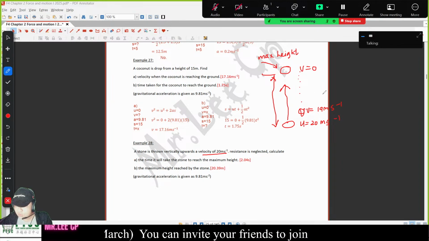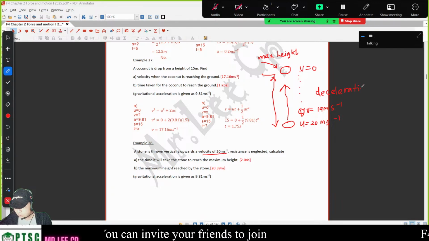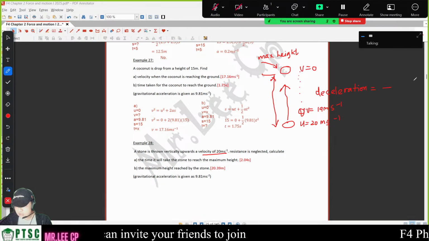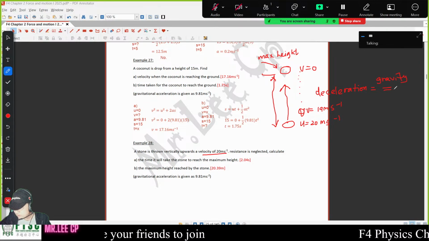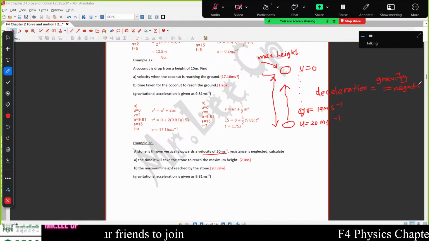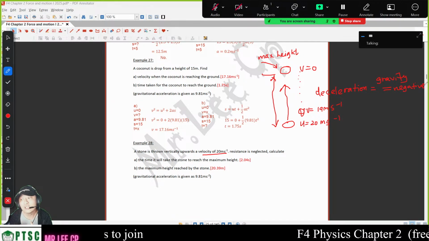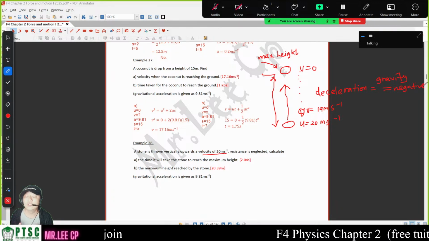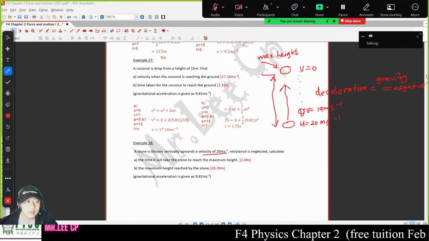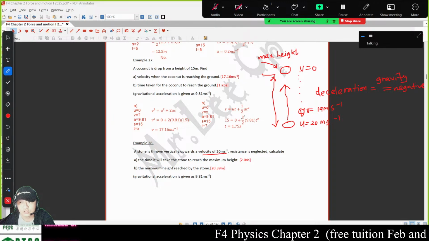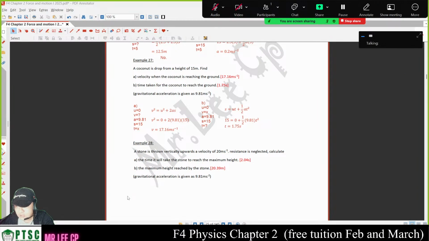Why slow down? Slow down means deceleration. Why is it deceleration? Because your gravity is negative. Why is gravity negative? Because you are going against the gravity, so you are going upward. So you throw a stone at 20, and then it slows down to 4, 3, 2, 1, stop. Highest point, it is going to stop. Maximum height.